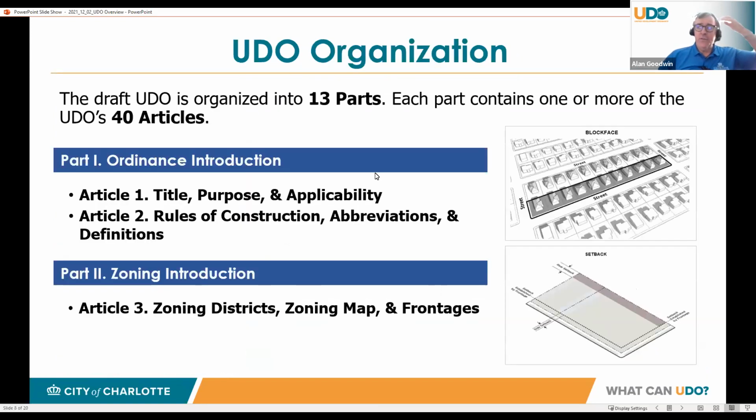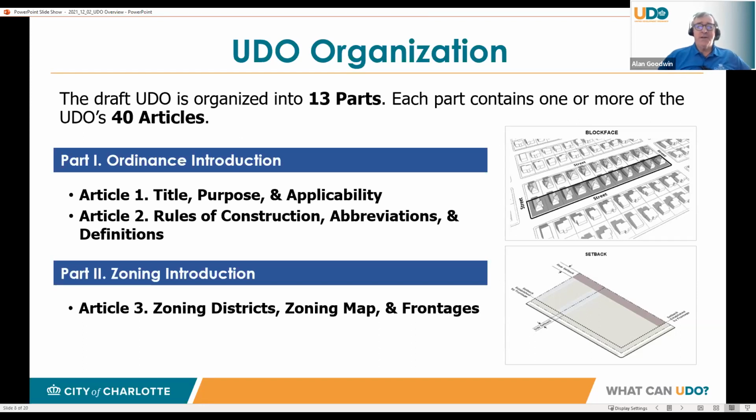So I just told you that the UDO is in 5 sections. Now I'm going to tell you that it's organized into 13 parts. And I'll go through what is in each of those 13 parts. But overall, we have 40 different articles that are contained in those 13 parts. So I'll just walk through these slides, and this looks very much like the table of contents in the UDO. It's kind of a simplified, boiled down version of what you'll see in the UDO's table of contents.